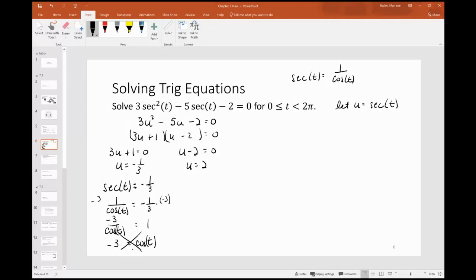Let's undo that u. So we'll say that the secant of t is equal to 2 here, all right? And again, let's use that identity that the secant is equal to 1 over the cosine. Make that substitution. So I'll say that 1 over the cosine of t is equal to 2, okay? Multiply both sides by the cosine of t and then divide by 2. And I'll see that 1/2 is equal to the cosine of t, all right? This looks like a more legitimate cosine. In fact, it's 1/2. It's going to be on the unit circle.